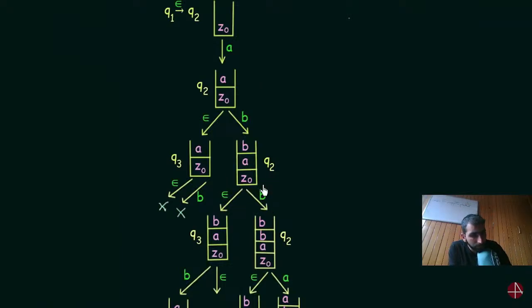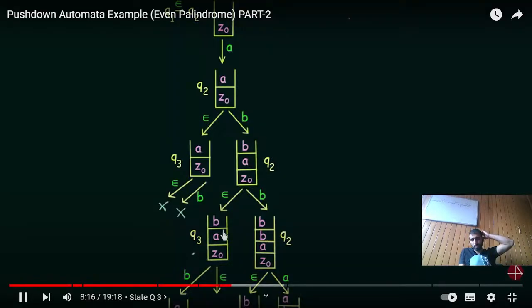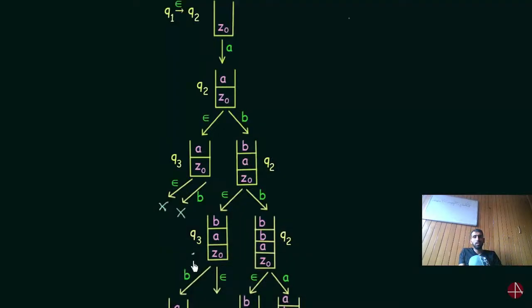If you read epsilon in state Q2, then we just go to state Q3 without changing anything in our stack. This was my stack. I read epsilon. My stack remains the same, but we just go to state Q3. So we are over here right now. And let's see, if we proceed in this way, where do we reach?